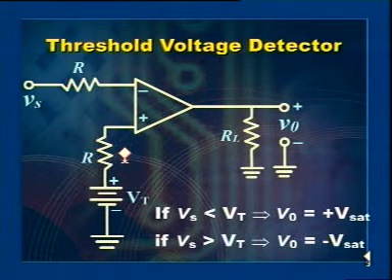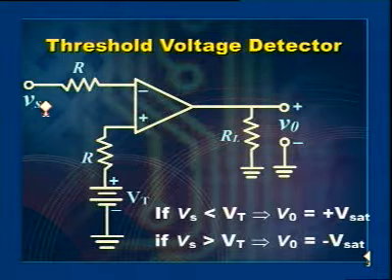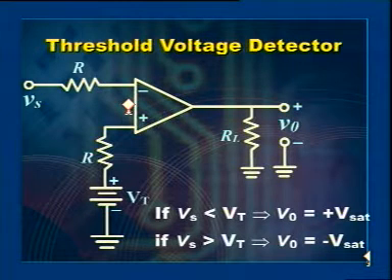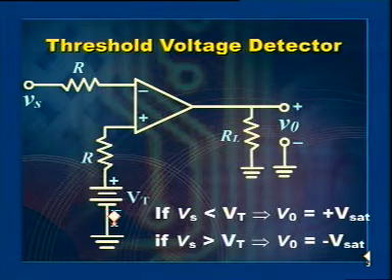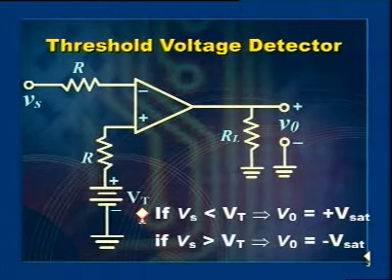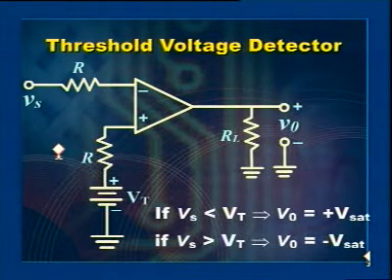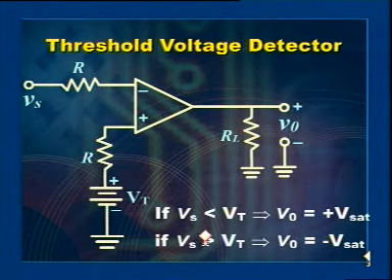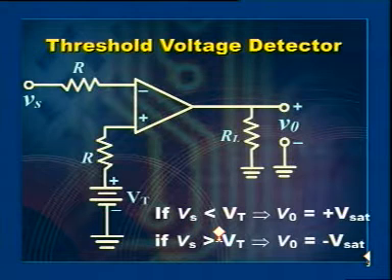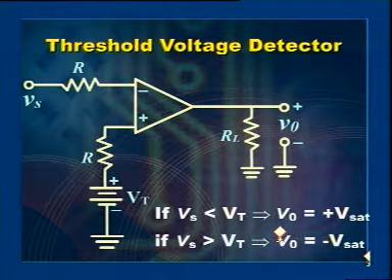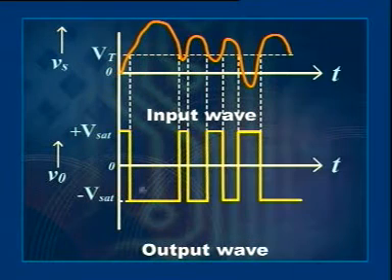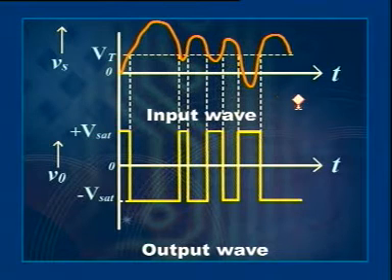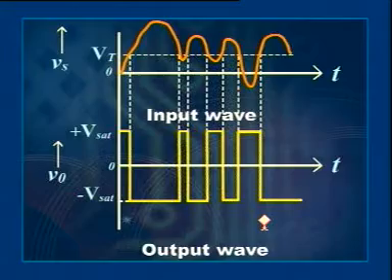Here, input signal Vs is as shown in figure 2a, and the reference voltage is nothing but the threshold level in this circuit. So, whenever the input signal Vs is greater than that threshold level, we will get minus V set, and whenever Vs crosses and becomes less than Vt, we will get plus V set, as shown in figure. So, whatever may be the shape of the input signal waveform, we will get the output only as a square wave.